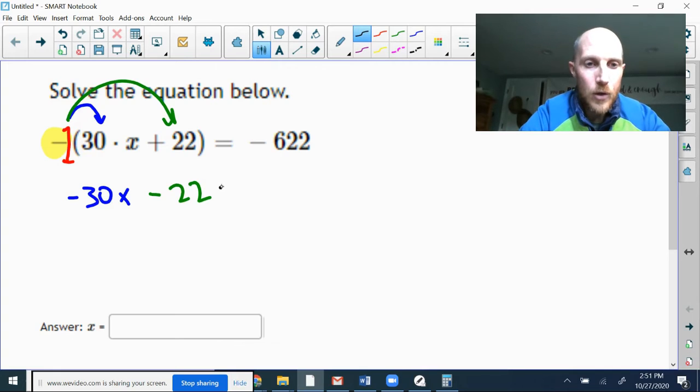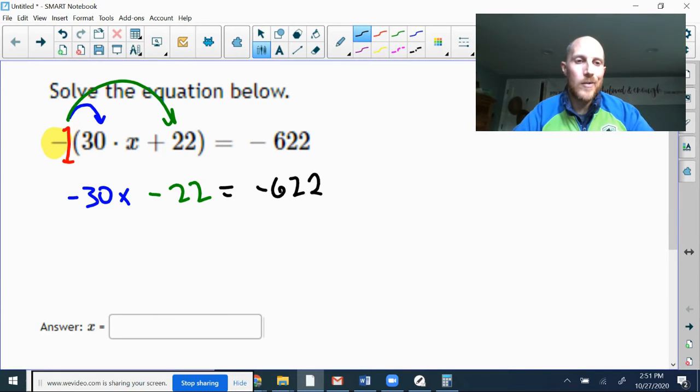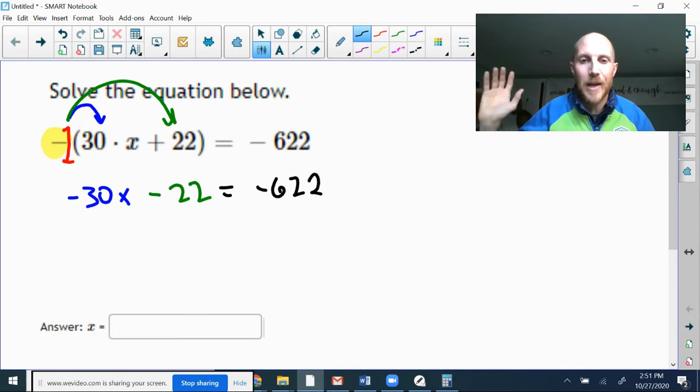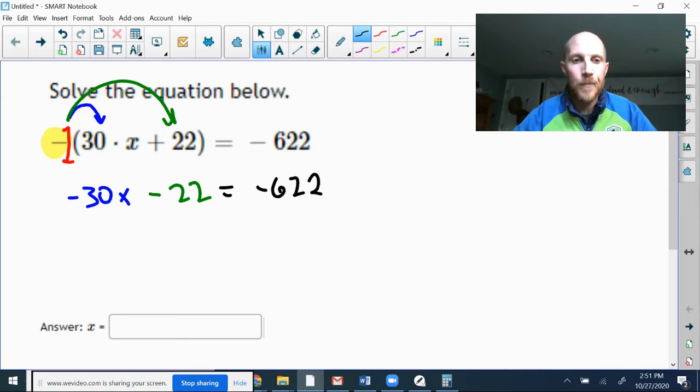Those parentheses are no longer serving any function. I do not need to write them anymore. It's like I had the Ziploc bag and I opened it up. I did everything negative, turned the opposite of whatever was inside that bag, and now the bag is gone. I opened it up. I can see what's inside.